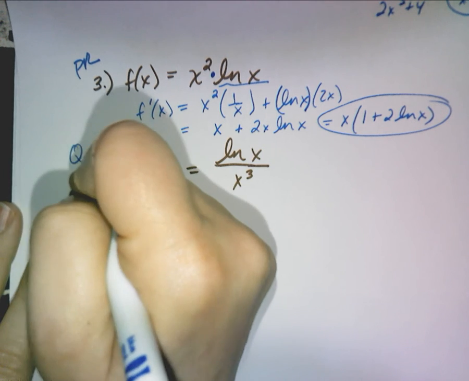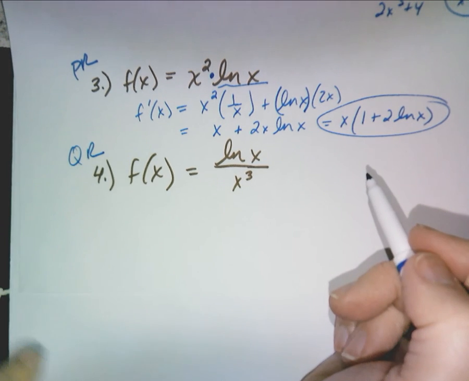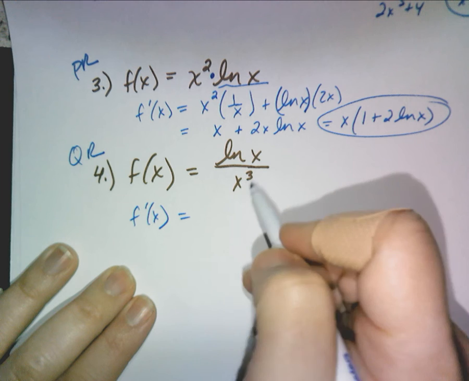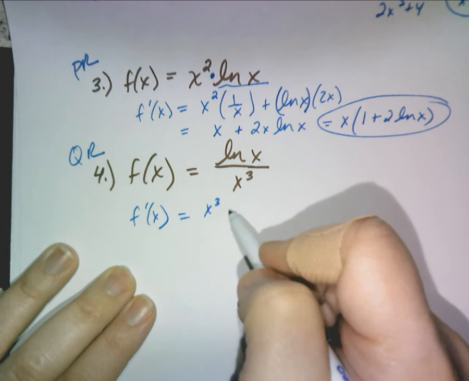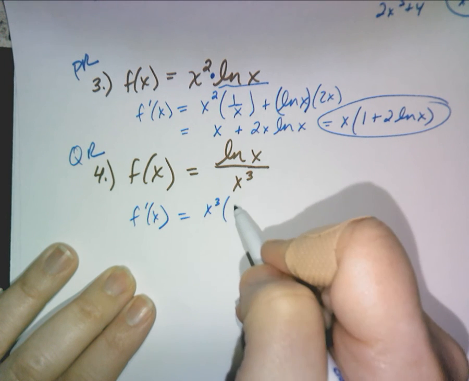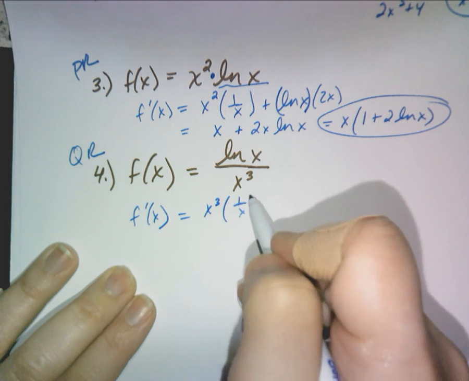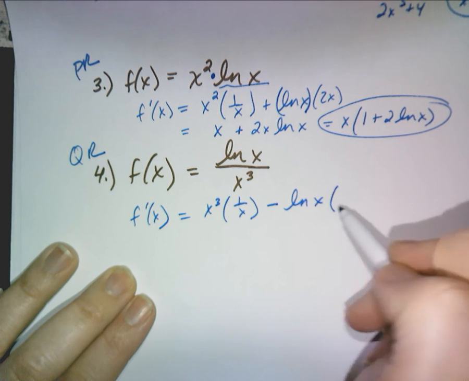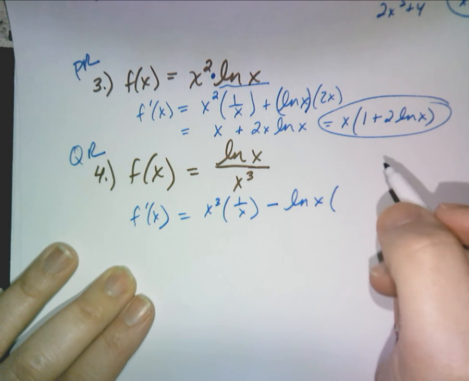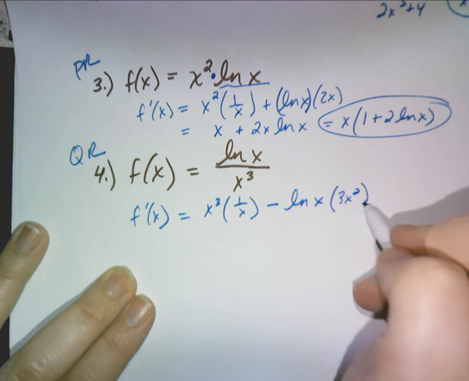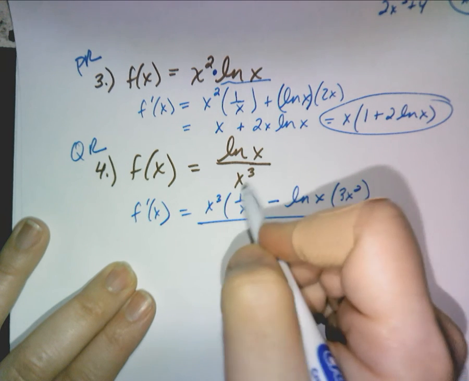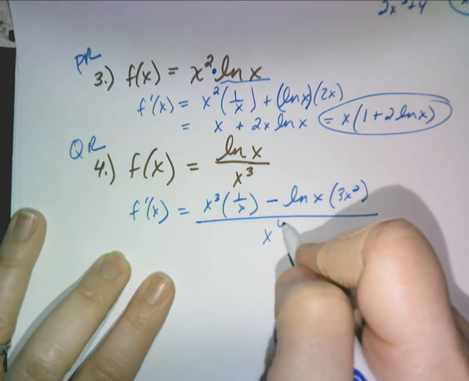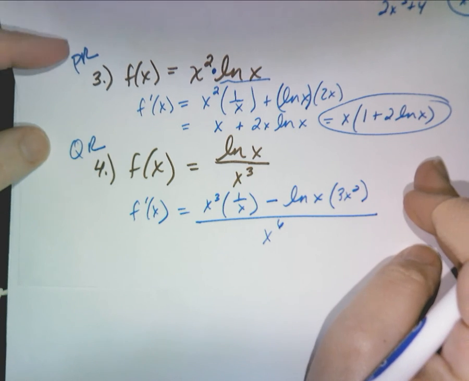All right, this one is a quotient rule. So let's do this one. I'll talk you through it. You always need to remember these. Denominator times derivative of the numerator, minus numerator times derivative of the denominator, which would be 3x squared, over the denominator squared, which is x to the what power? 6. It's x cubed squared.